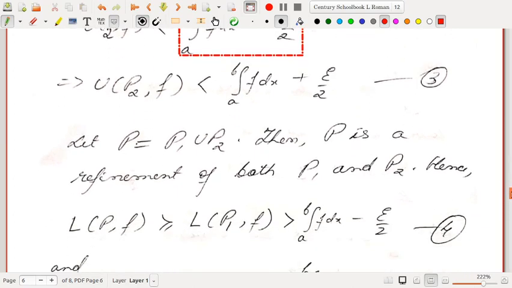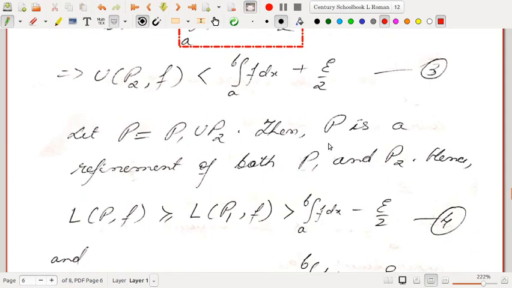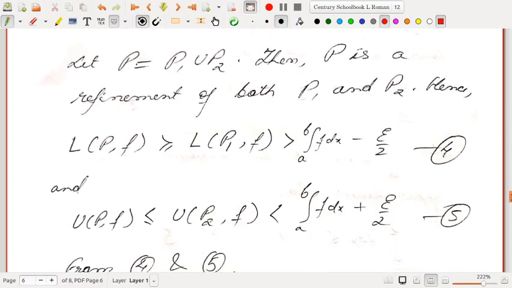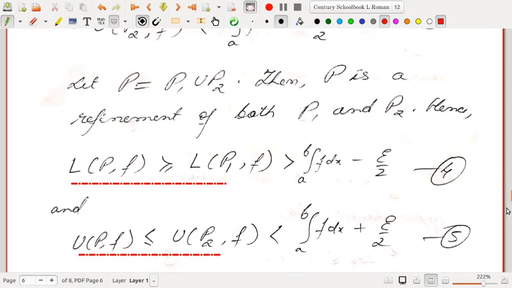So now we have two partitions. We take P equal to P1 union P2. Then P is a refinement of both P1 and P2, because P1 and P2 are both subsets of P1 union P2. Hence, we have already done this result: refinement increases the lower sum and refinement decreases the upper sum. So L(P,f) will be greater than or equal to L(P1,f), which is strictly greater than the integral from a to b of f dx minus epsilon by 2. And then U(P,f) is less than or equal to U(P2,f), and it is strictly less than this plus epsilon by 2, from the earlier results 2 and 3.